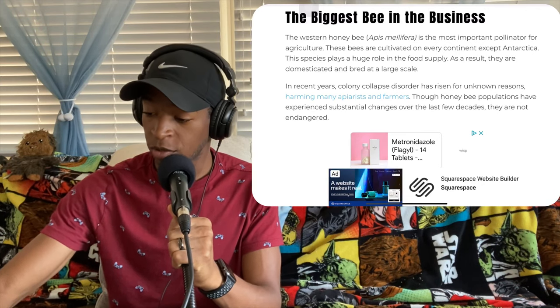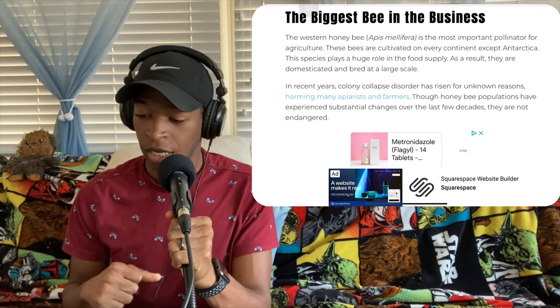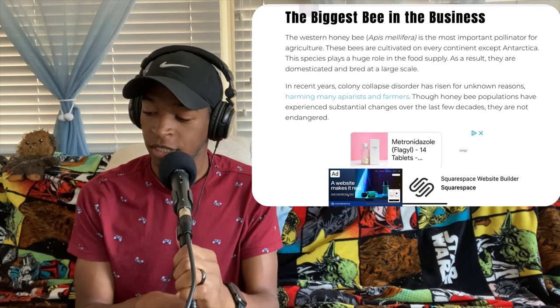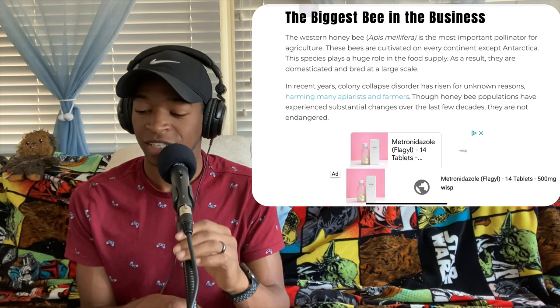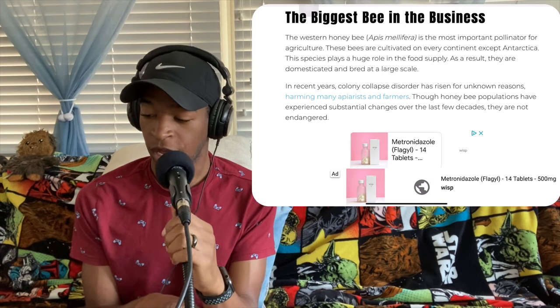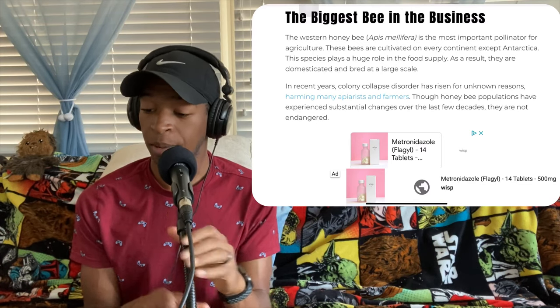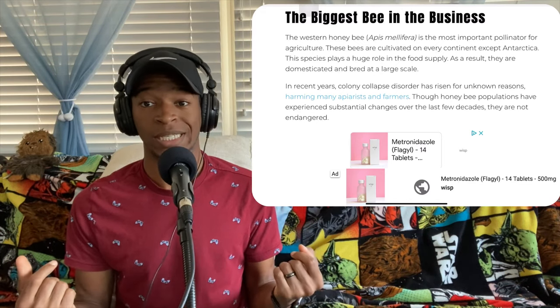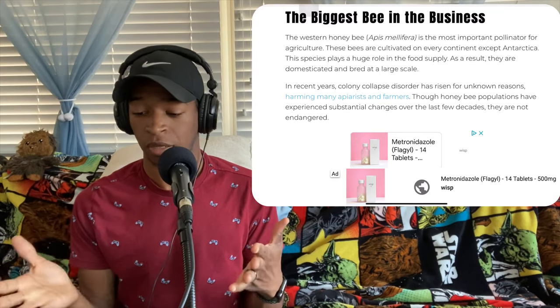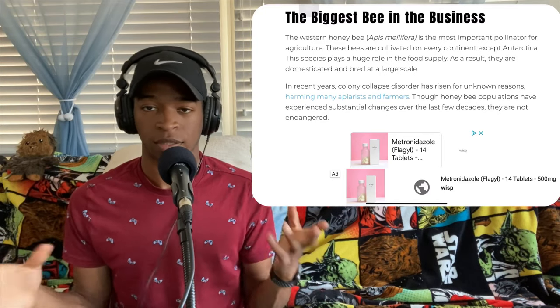The Western honeybee is the most important pollinator for agriculture. These bees are cultivated on every continent except Antarctica. This species plays a huge role in the food supply. As a result, they are domesticated and bred at a large scale. This is where you see beekeepers, I think. And they also collect the honey and stuff like that.